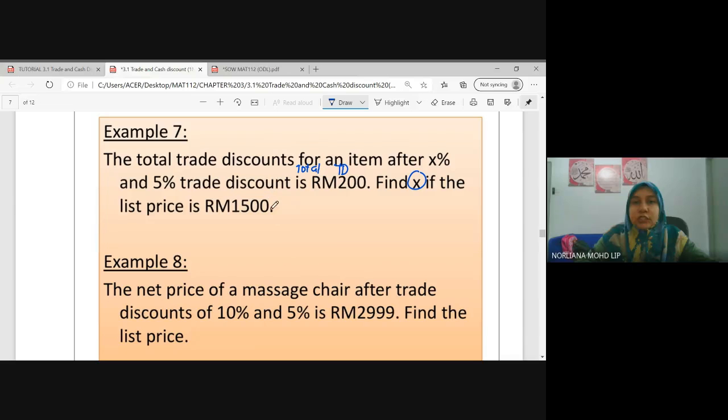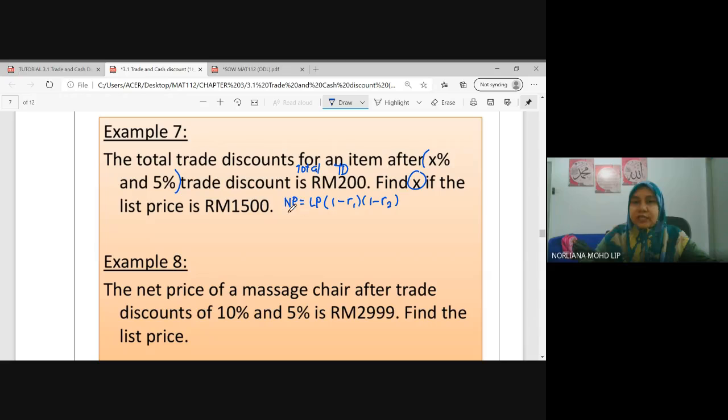Okay, we can use formula of net price to calculate this chain discount. Ni melibatkan chain discount kan? More than 1% of trade discount. So kita boleh gunakan formula net price using chain discount. The net price equal to the list price, 1 minus R1, 1 minus R2. Kita boleh gunakan formula ni, chain discount.